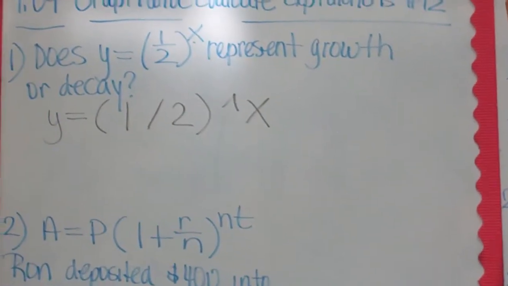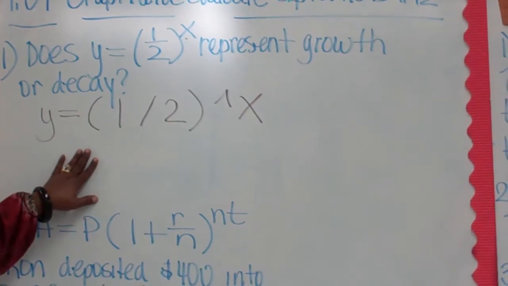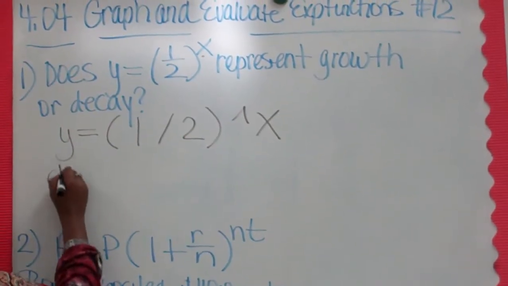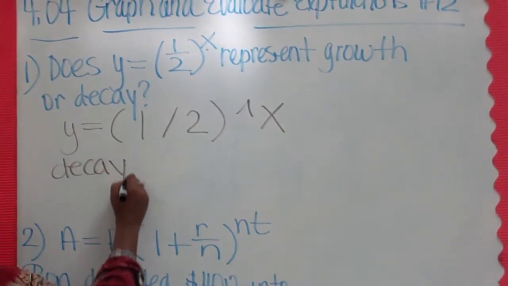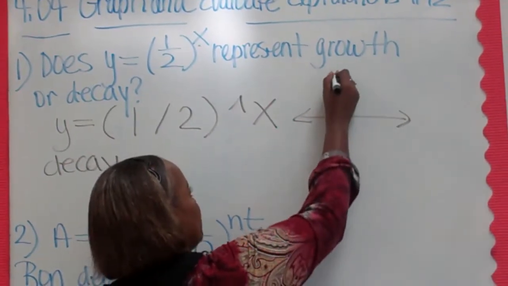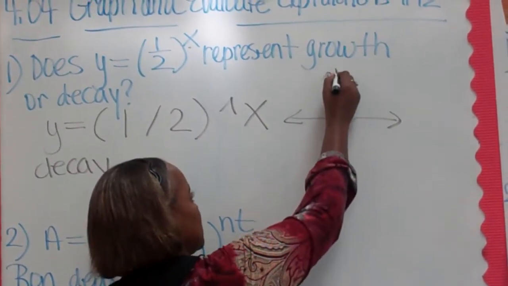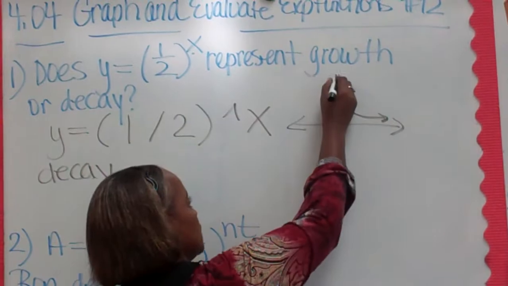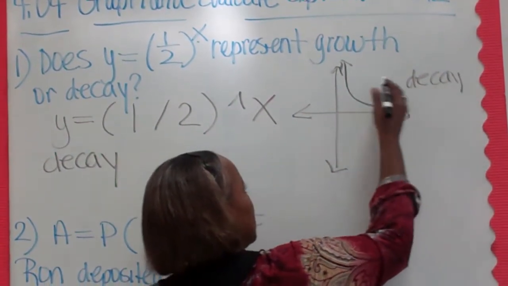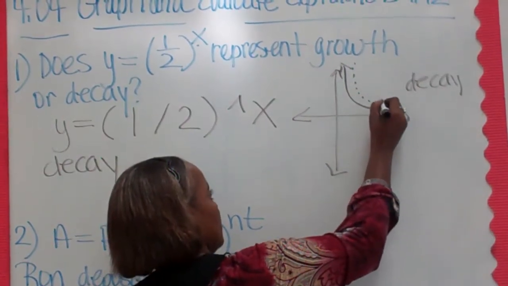Now, that graph, (1/2) to the x, represents a decay. What happens with that graph is that when you graph it, if it starts at the top and drops, then that represents a decay. It is dropping. It is coming down.